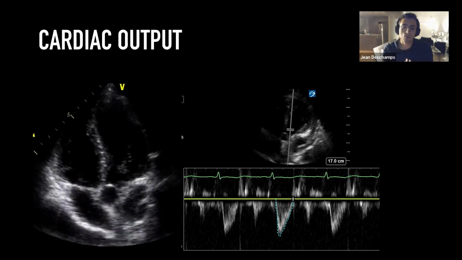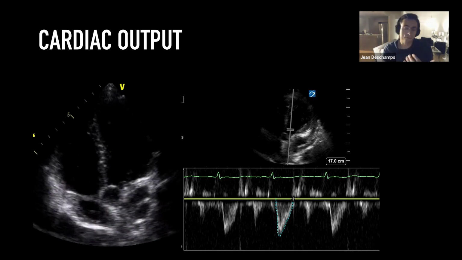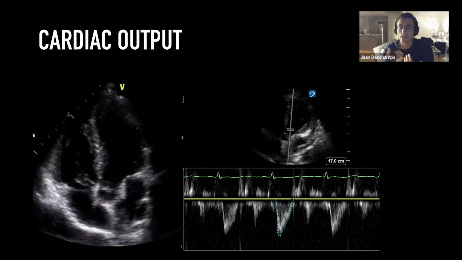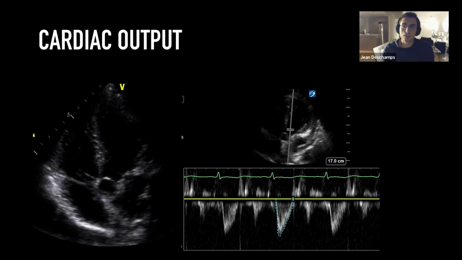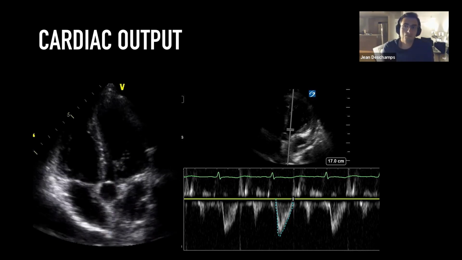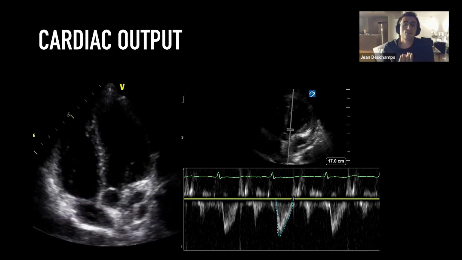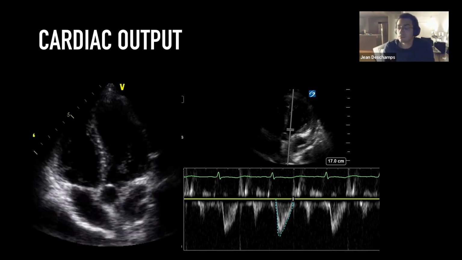Classically, we look at a percentage change of more than 12 to 15% in response to the manipulation, in response to the VTI increasing. But that probably is going to be even better if you multiply by heart rate, because you'll get the heart rate response involved, which is part of the cardiac output.